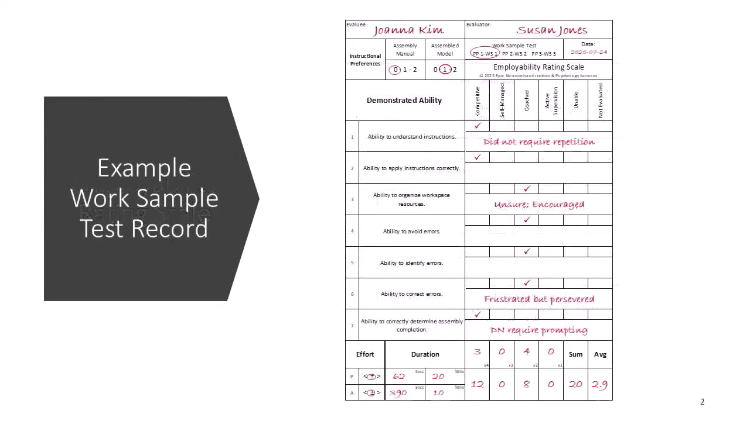First, for the work sample tests, which quantify productivity by measuring task completion time against normative data, we use the work sample test record, found in Appendix C. This record captures time performance and initial ERS observations for tasks like parts placement and assembly.